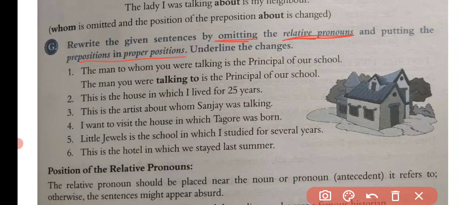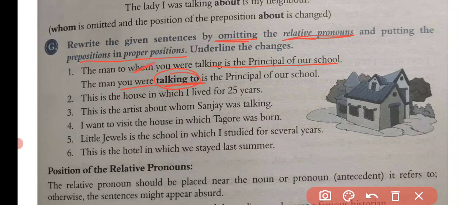Underline the changes also. The man to whom you were talking is the principal of the school, right? And here, the man you were talking to is the principal of our school. So this is what, the proper preposition we have used here at the proper position. So this whom we have deleted or omitted from here. Like this we have to do all the changes.